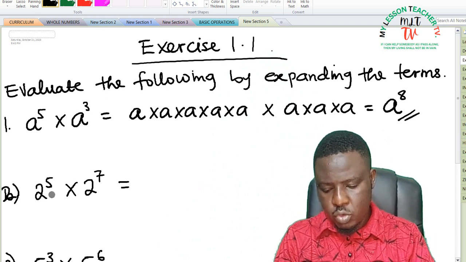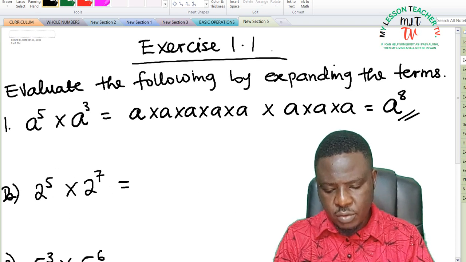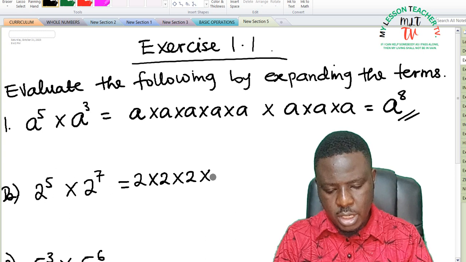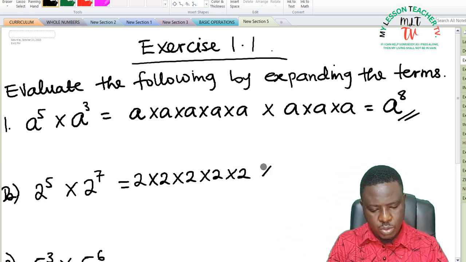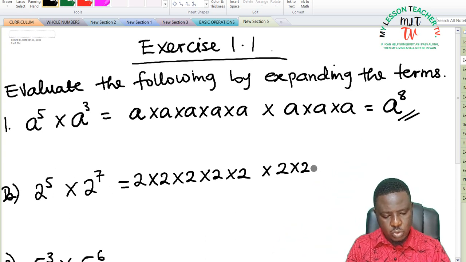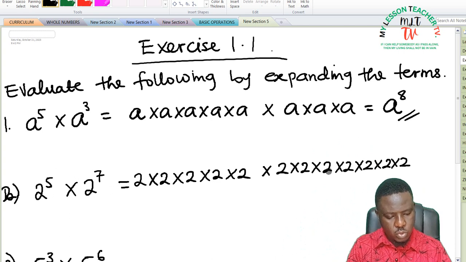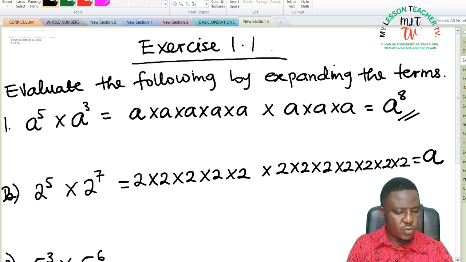2 raised to the power of 5 times 2 raised to the power of 7. This is said to be 2 times 2 times 2 times 2 times 2 to be multiplied by 2 times 2 times 2 times 2 times 2 times 2 times 2. This is 1, 2, 3, 4, 5, 6, 7. Okay, so that this is equal to a raised to the power of 1, 2, 3, 4, 5, 6, 7, 8, 9, 10, 11, 12. This is equal to a raised to the power of 12.